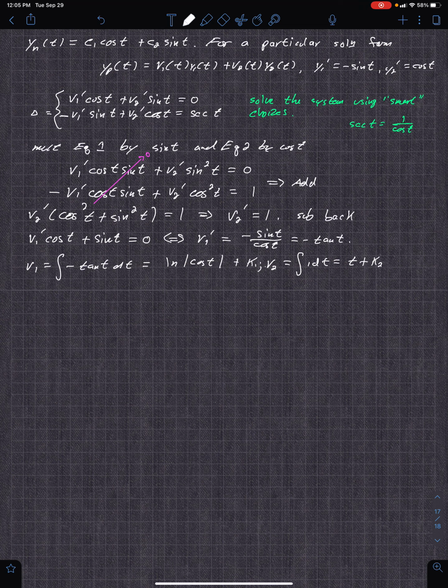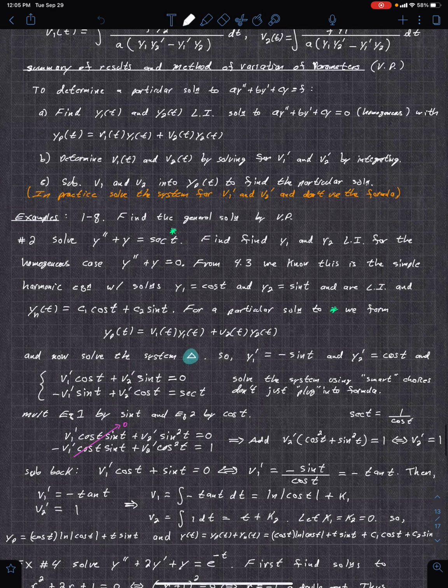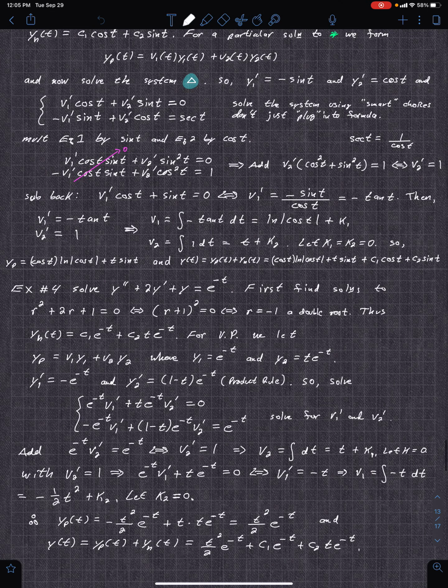Now you can let those be 0. So we're going to let k1 and k2 be 0 because it's arbitrary and we don't care what they are for the solution. So the particular solution is this. And because it's really small and I don't feel like writing it out right now, we'll just copy it over.